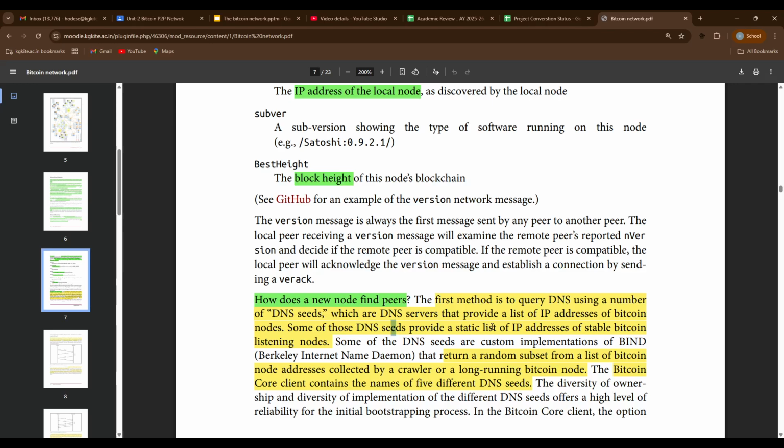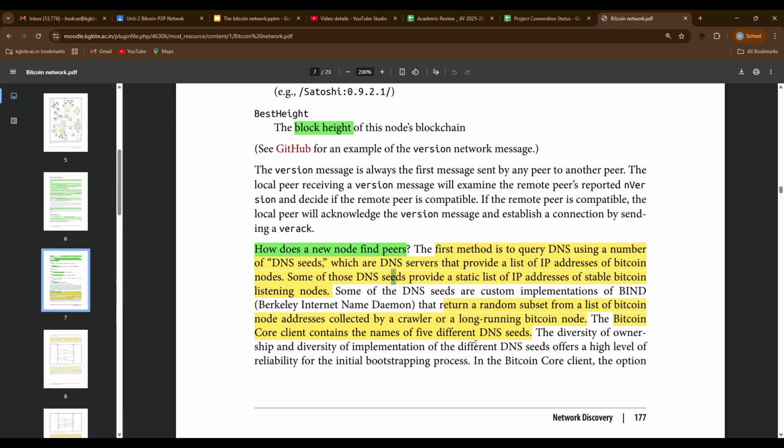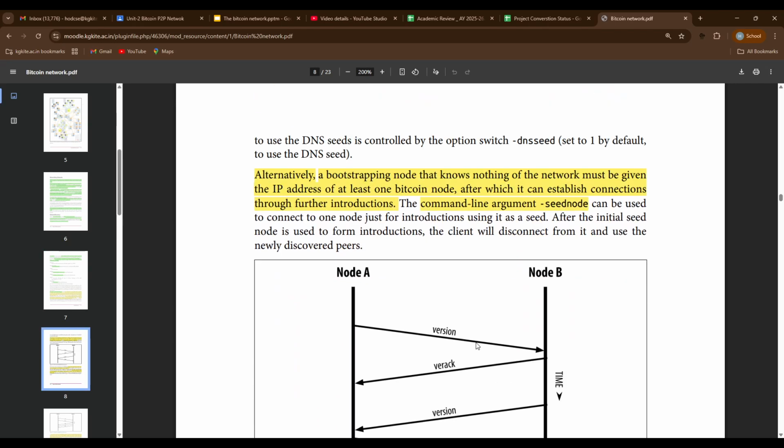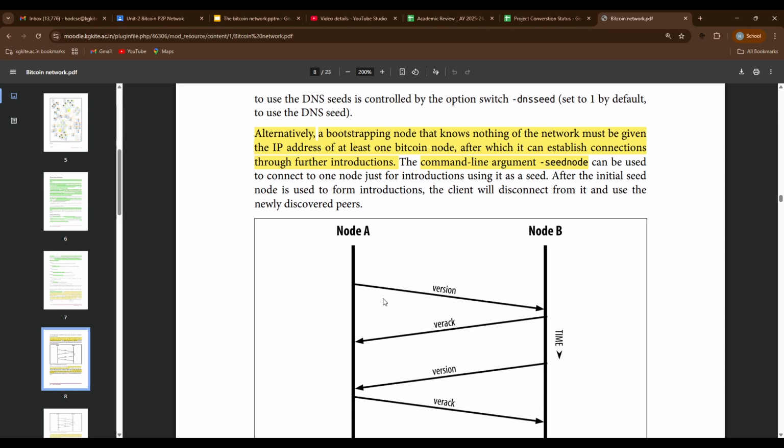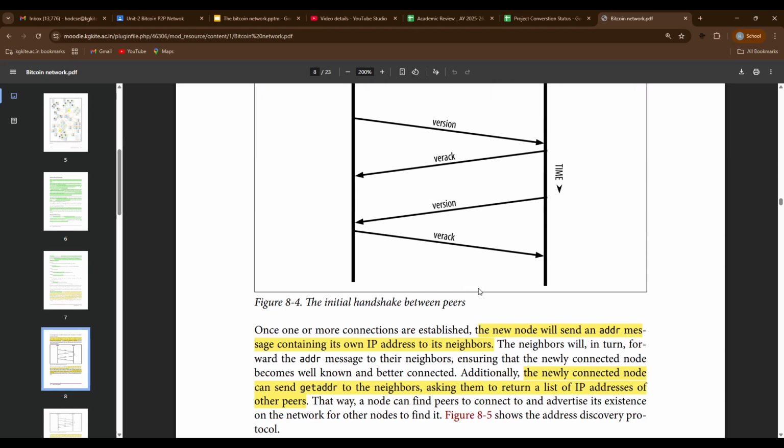Then from that node you will be able to get the list of a few other nodes. So this is how it happens. See, there's a node A, it sends a version, gets an acknowledgement. And after this node B puts a question: okay, what's your version? Gets an acknowledgement. So the initial handshake has happened.